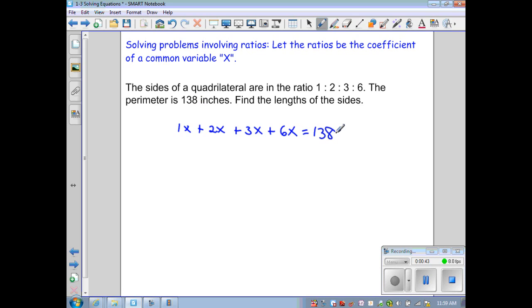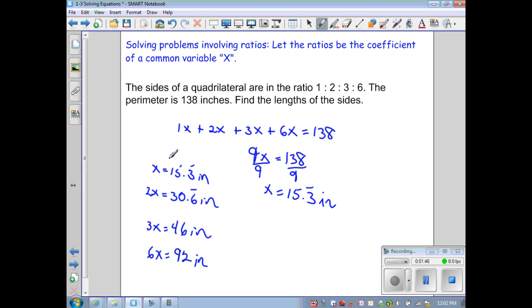So now I just combine like terms, 1, 3, 6, 9x is equal to 138 inches, and then I'm just going to divide both sides by 9. And when I do that, I'm going to get 15.3 inches with a bar. Now, I just substitute back into each one of these quantities, and I'll determine the lengths of each side of my quadrilateral. And after substituting, these are the values I get for the lengths of my quadrilateral.